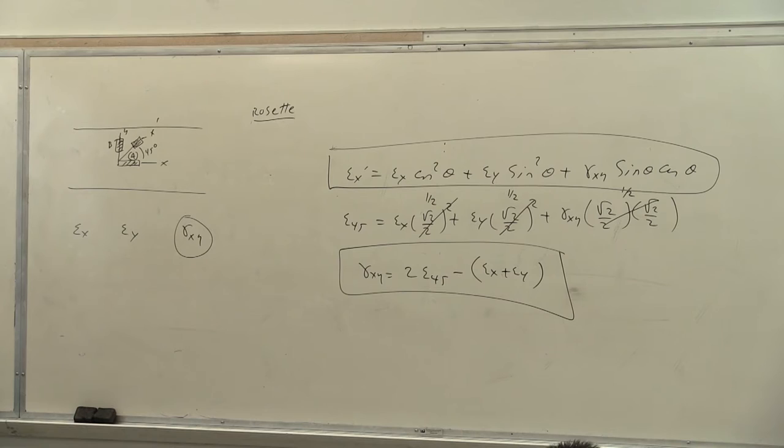the way we discuss it here is the most common rosette that you can buy. This is the most common one; anybody uses that. Is that correct or not? To come up with the epsilon x, epsilon y, and gamma xy. However, you don't have to do that.